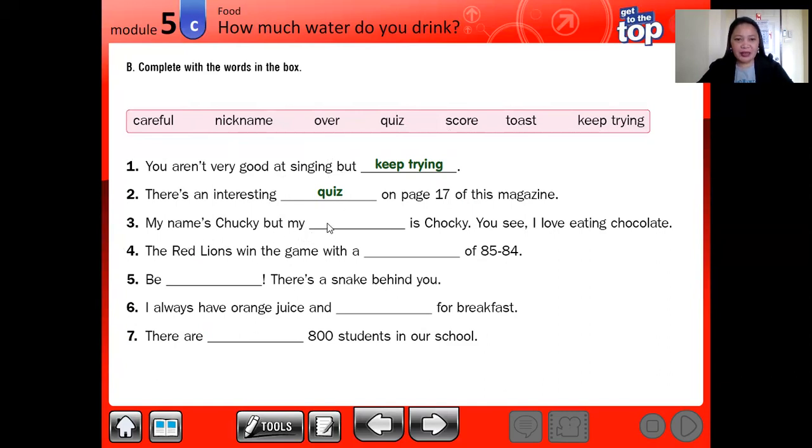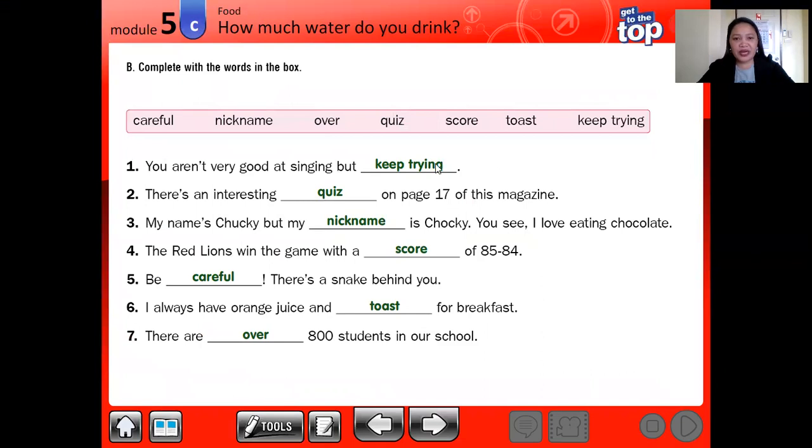My name's Chunky, but my nickname is Chucky. You see, I love eating chocolate. The Red Lions won a game with a score of 85 versus 84. Be blank. Be careful. There is a snake behind you. I always have orange juice and blank for breakfast. Toast, bread. There are blank. There are over 800 students in our school.